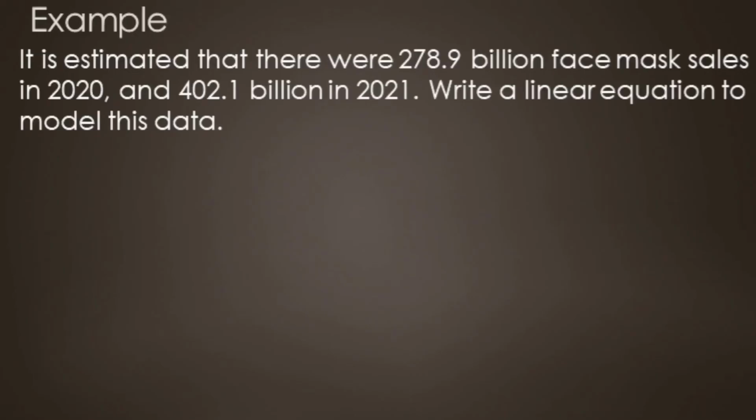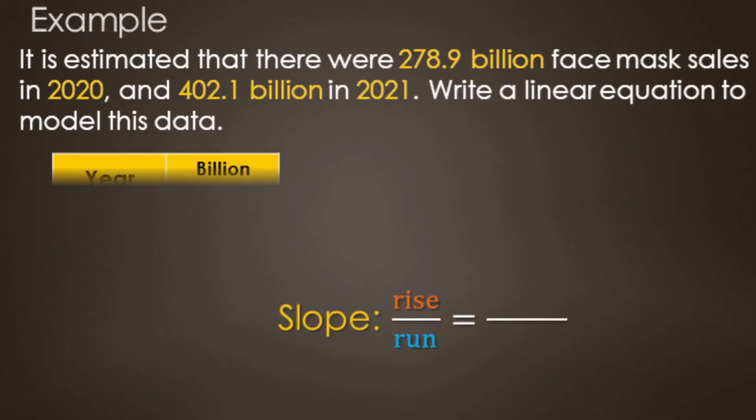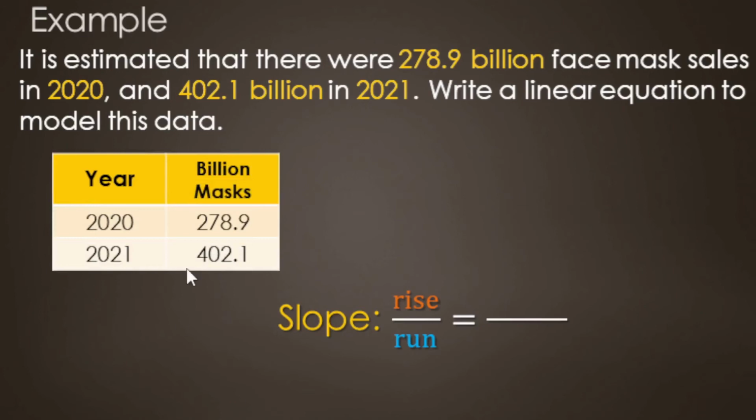So now we circle back to the first example we used in this video. It is estimated that there were 278.9 billion face mask sales in 2020 and 402.1 billion in 2021. Write a linear equation to model this data. So with this here, we are talking linear equation, so we can go ahead and start by thinking about finding slope. Now for finding slope, a couple of different ways we can look at this. We can look at it as a table, or we can look at it as ordered pairs or a coordinate. A lot of people like seeing it this way instead because that's super duper similar to what we did at the very beginning of the video, just looking at ordered pairs or coordinate points.